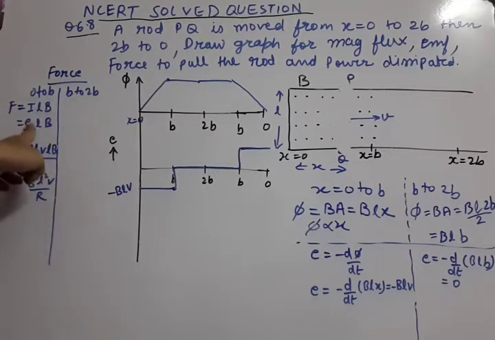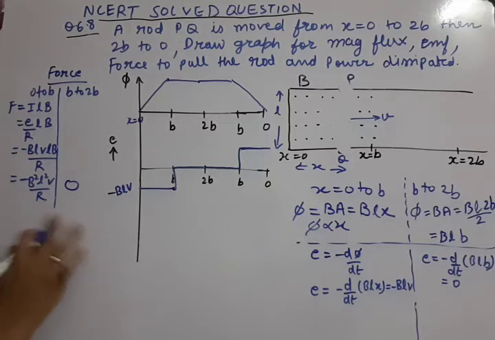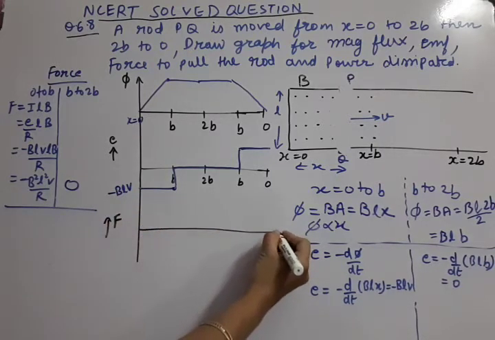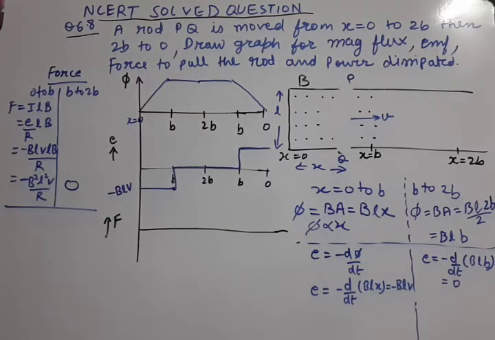And for the B to 2B case, I also have to put the induced EMF, but here the induced EMF was 0, so the force is also 0. So these are the answers for the force. Now let us draw the graph for the force, again in the same manner. If this is my 0 line for the force calculation, for 0 to B the force comes negative and constant. B is constant, L is constant and v is constant, so B square L square v by R is a constant term but negative. So the graph will be a constant graph.